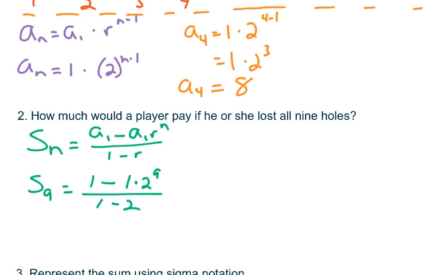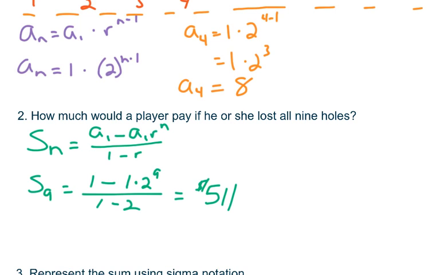Now this is something you can type in your calculator. Not saying you have to do this by hand or even in many steps. You can just put things in parentheses in your calculator. Hopefully you remember how to do that. If you were to lose all 9 holes, you would owe charity a grand total of $511.